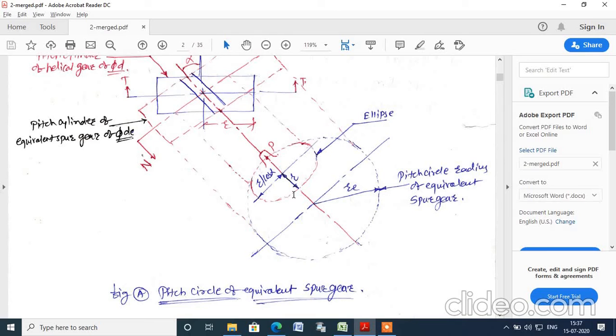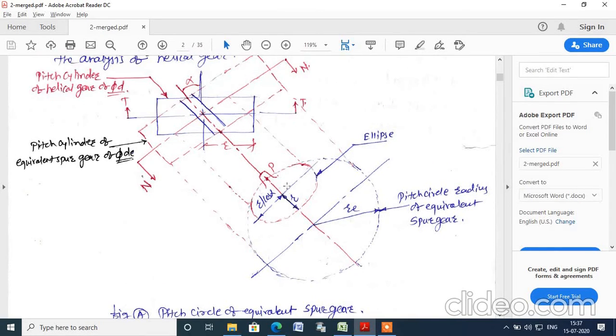From the last lecture, I told you that this is the pitch cylinder of the helical gear and this is the pitch cylinder of the equivalent spur gear. So it is having diameter D and this is having diameter DE. Therefore the radius is small r and here the radius is RE.